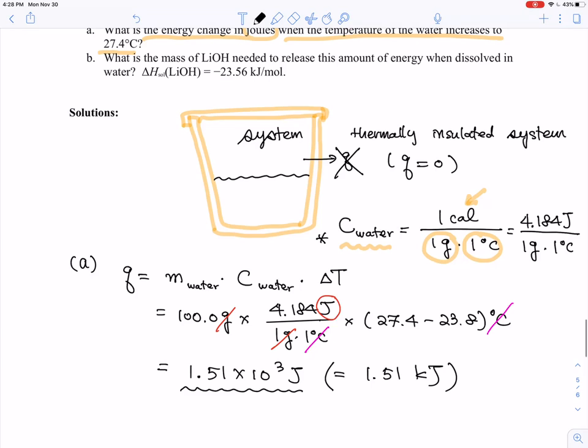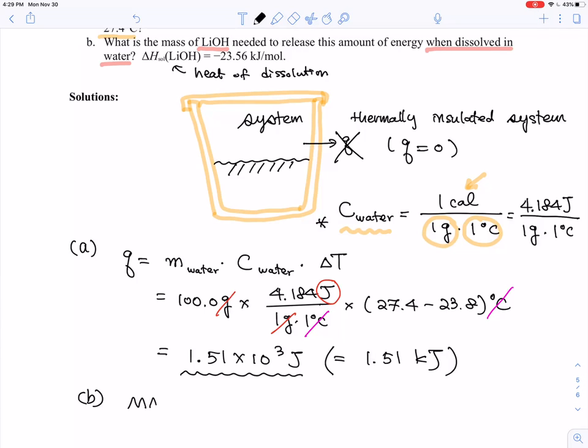Then we are going to calculate what mass of LiOH, lithium hydroxide, releases this amount of energy when dissolved in water. Let's understand the meaning of this. When this salt, lithium hydroxide, is dissolved, heat is being released. This is called the heat of dissolution. When you dissolve sodium chloride in water in your kitchen, if you put a lot of salt, you actually feel the water getting a little bit warmer. So this is a heat of dissolution.